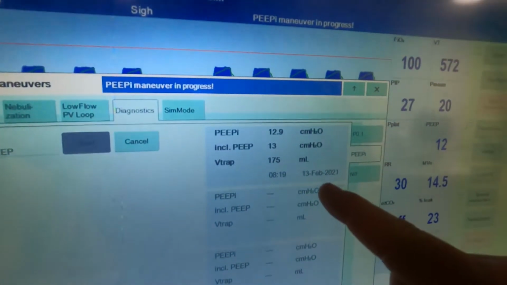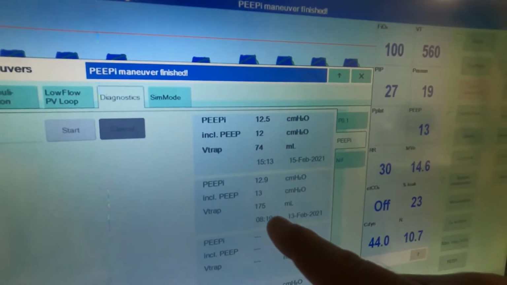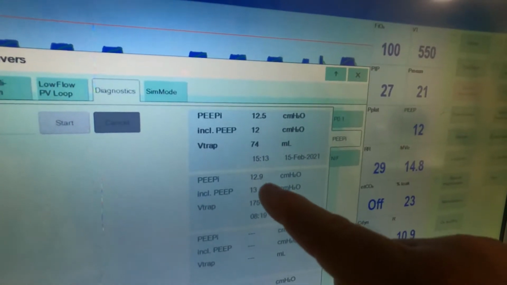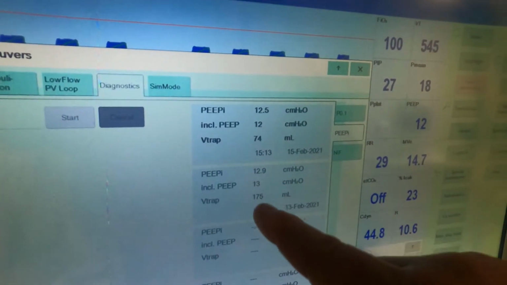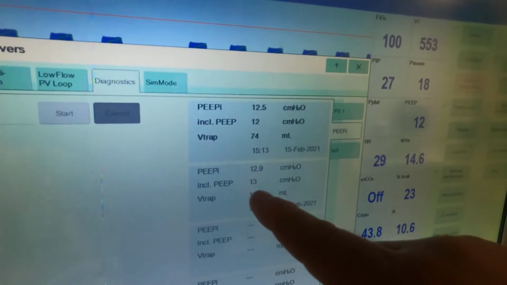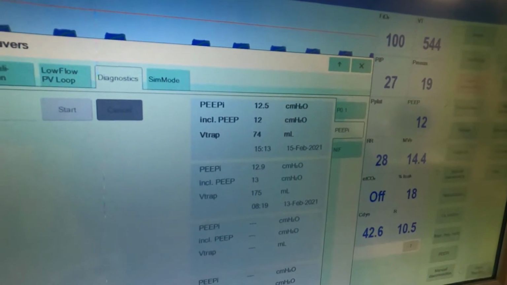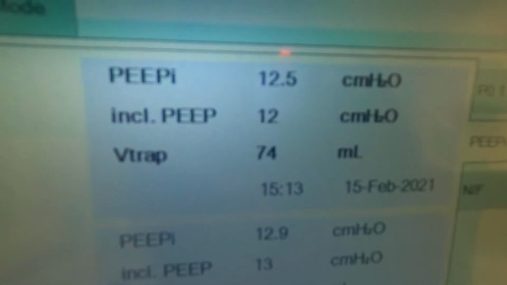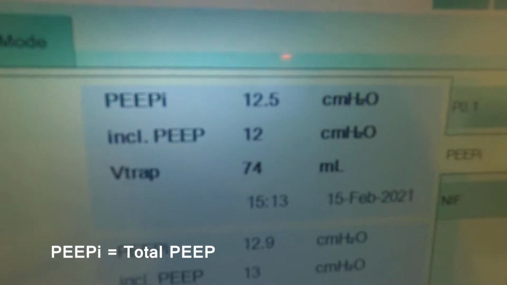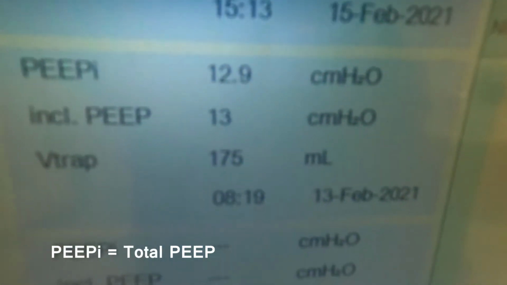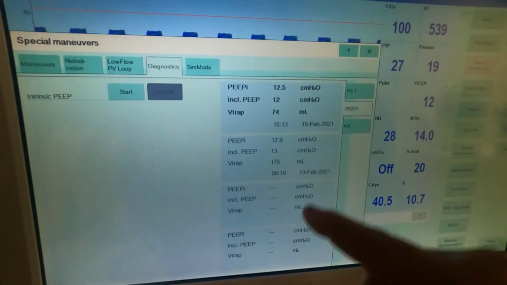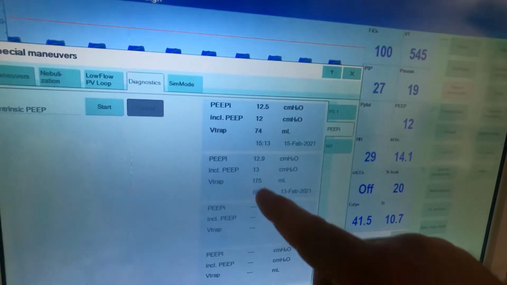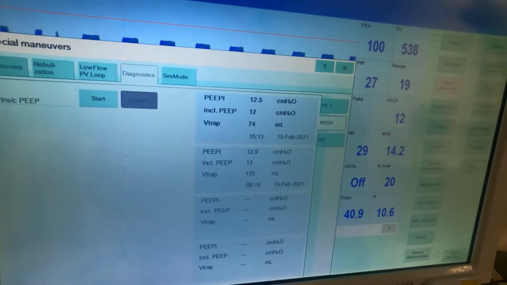You see this was run on February 13th, just a couple days ago. We had intrinsic PEEP, really a set PEEP of 12 to 13, and an intrinsic PEEP of 13, so included PEEP. This is all of it all together. We're not trapping a ton, as you can tell because of the 74 milliliters. This actually gives you the milliliters trapped. You look at your PEEP set and then your total PEEP. As long as they're close to one another, that's good.